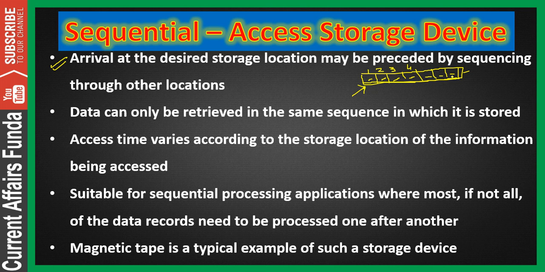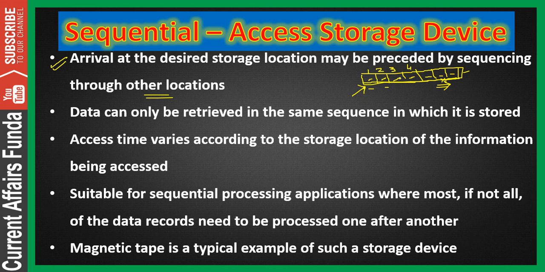But if I want to search for the fifth or sixth data, then I can't reach the sixth data directly. I will have to go in a sequence: first, 2, 3, 4, 5, 6, and then I will come here. So this is the pattern to access data from a sequential access device. The first point is that arrival at the desired storage location may be preceded by sequencing through other locations. I already told you how you get or store your data sequentially.